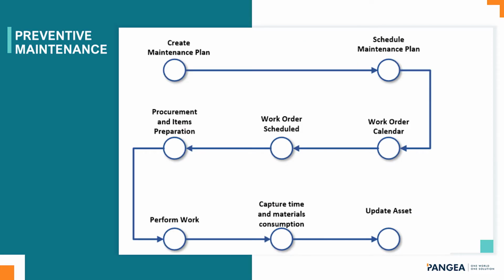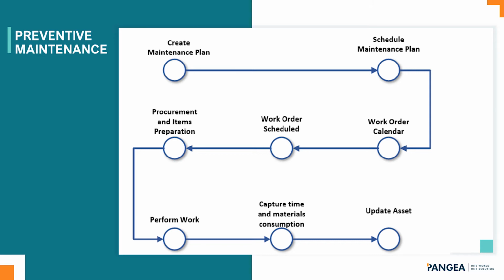Preventive maintenance in the asset management module works the following way. A maintenance plan is created in which a condition is set to create a work order. This condition can be a time condition or a counter condition. For this demo we will use a time condition. Then the maintenance plan will be scheduled, creating a work order following the condition registered in the maintenance plan. That will create a work order calendar.